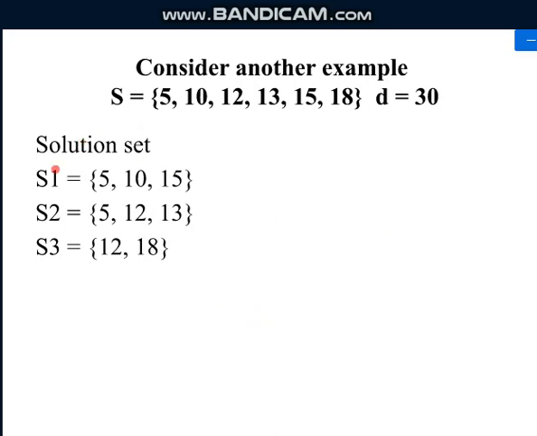So what are the different solution sets we have got? See, one is 5 plus 10 plus 15. So that is one set. 5 plus 10 is 15, 15 plus 15 is 30. So you have got one set. So let us try another possible set.